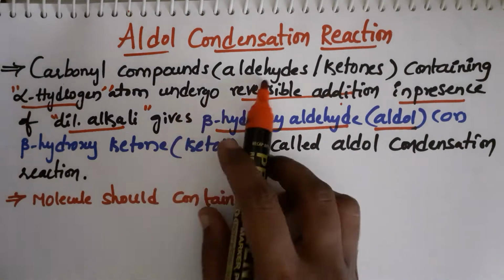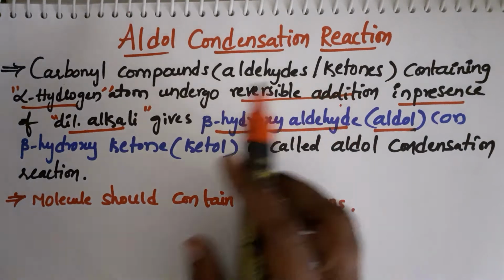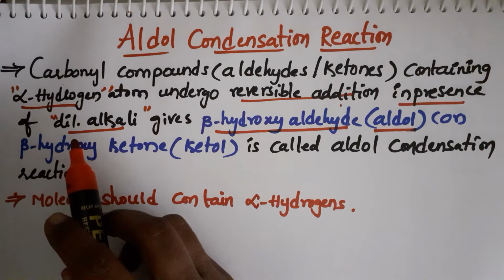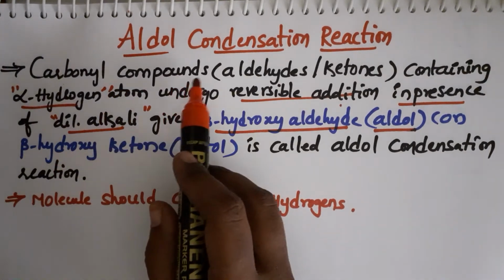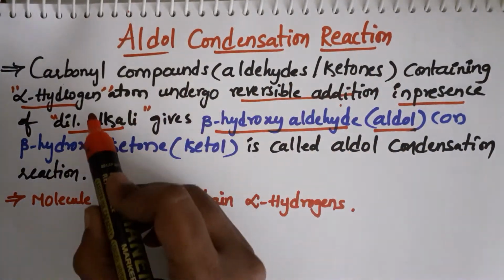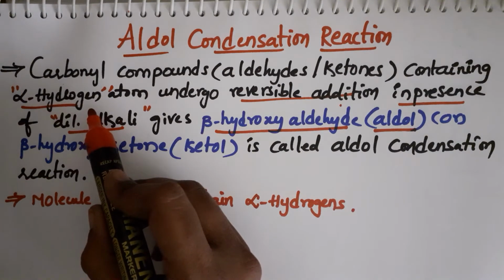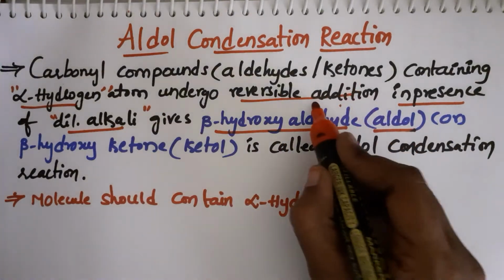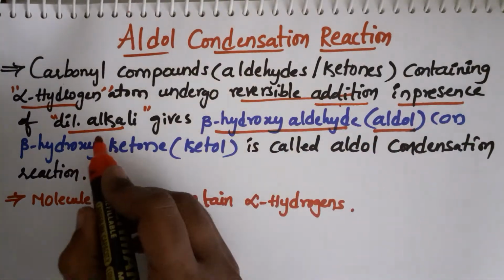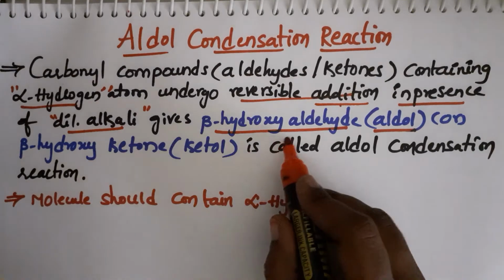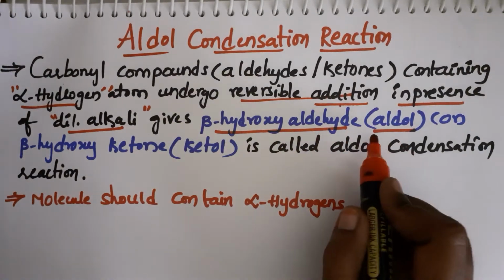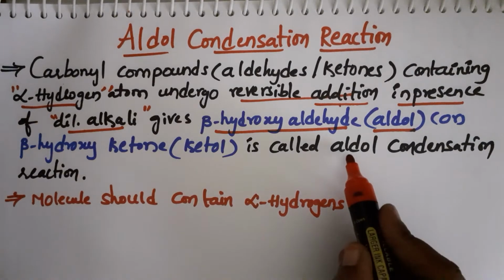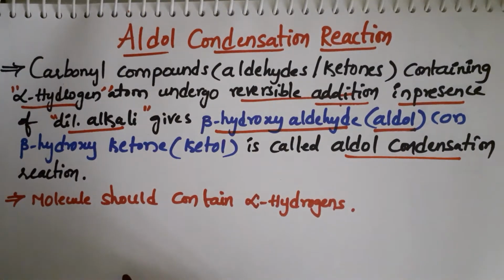Today our topic is the aldol condensation reaction. What is the aldol condensation reaction? Here comes the definition. Carbonyl compounds, which may be aldehydes or ketones, containing an alpha hydrogen atom. It's very important that the compound should contain an alpha hydrogen atom. It undergoes a reversible addition reaction in the presence of dilute alkali and gives beta-hydroxy aldehydes, also called aldol, or beta-hydroxy ketones, called ketol. The reaction is called the aldol condensation reaction.